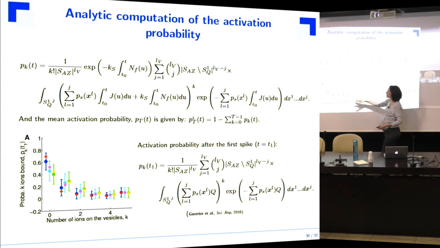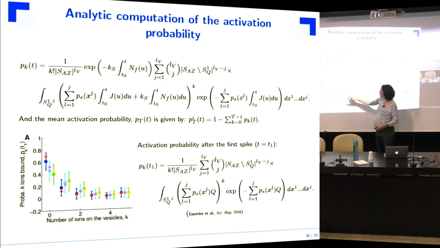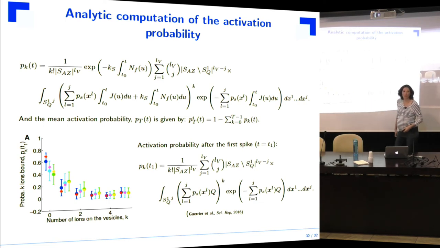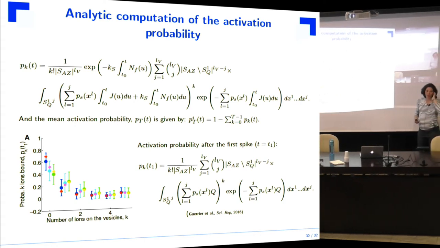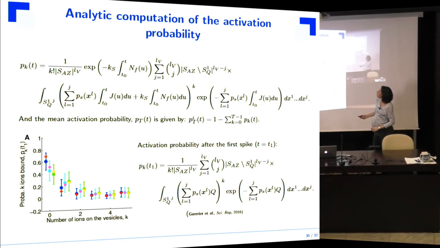And when I compare with Brownian simulation, I observe some discrepancy that is probably due to the fact that I neglected the number of ions coming back from the bulk. But if you need five ions, you see that the Brownian simulations and the analysis match very well. So with this kind of modeling, we could find some analytical results for the release probability.